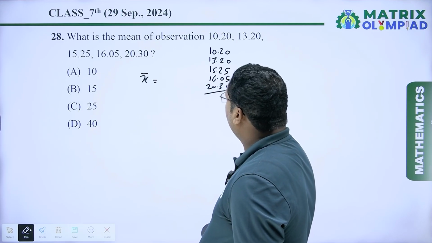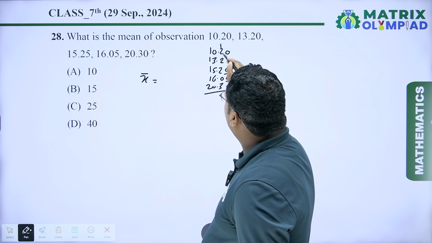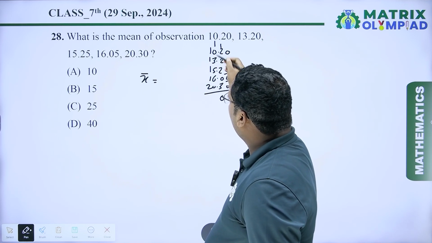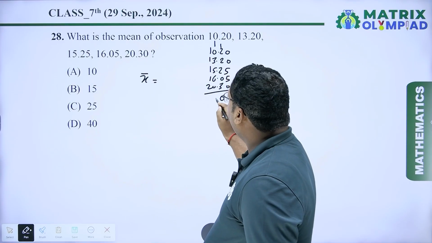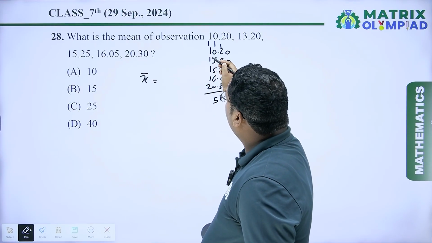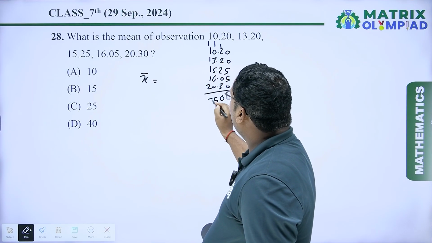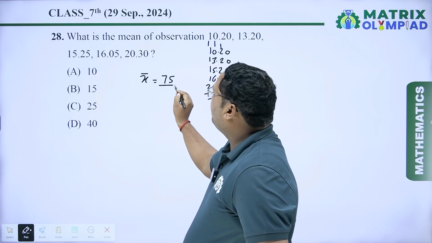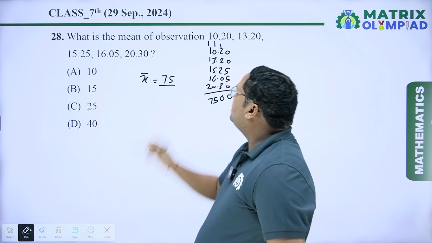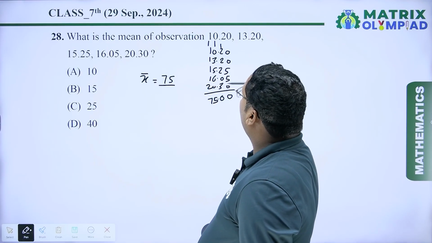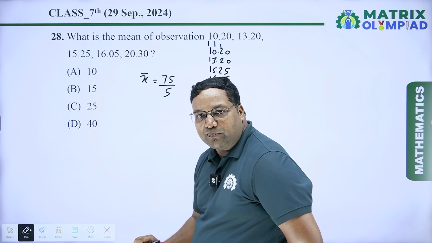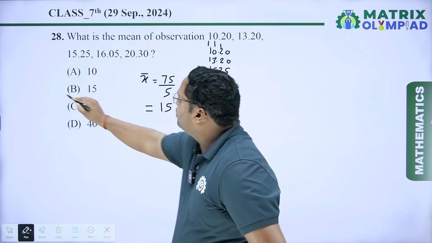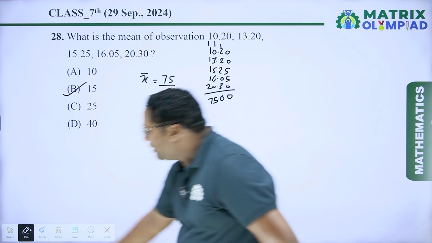So let's add. 5 plus 5 is 10, carry 1. 2 plus 1 is 3, 2 is 5, 2 is 7, or 3 is 10, carry 1. So 3 plus 1 is 4, 4 plus 5 is 9, 9 plus 6 is 15, carry 1. 1 plus 1 is 2, 3, 4, 5 and 2 is 7. So it is 75.0. So it is 75 divided by number of total observations. So here 1, 2, 3, 4 and 5 observations are there. So mean is 75 upon 5 and which is equals to 15. So option B is correct option. Coming to the next question.